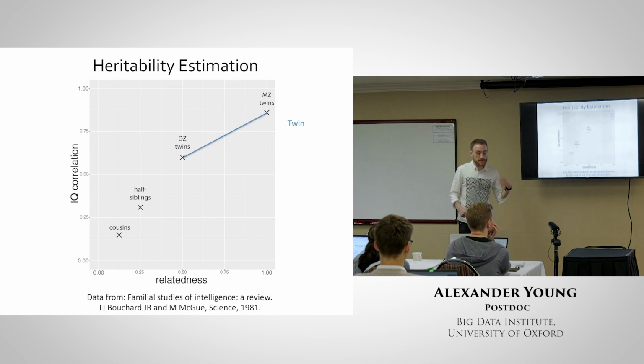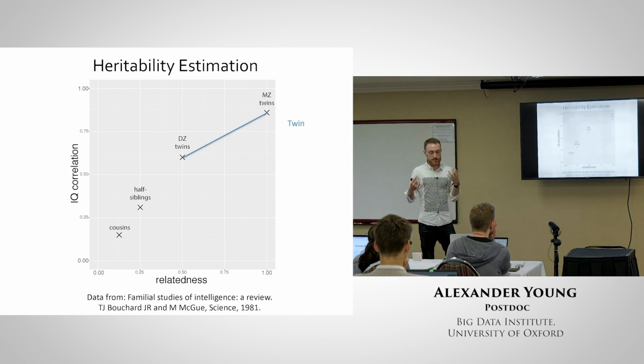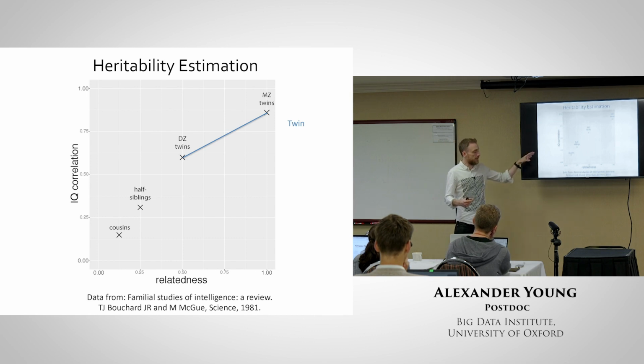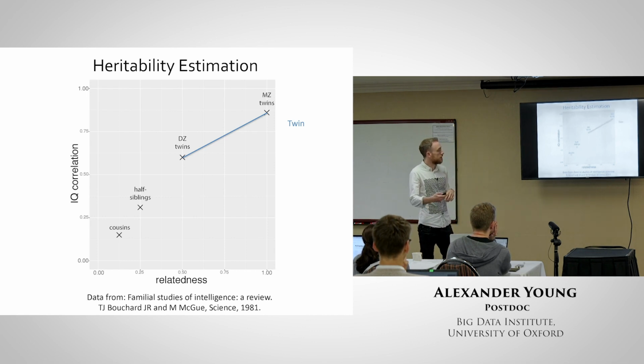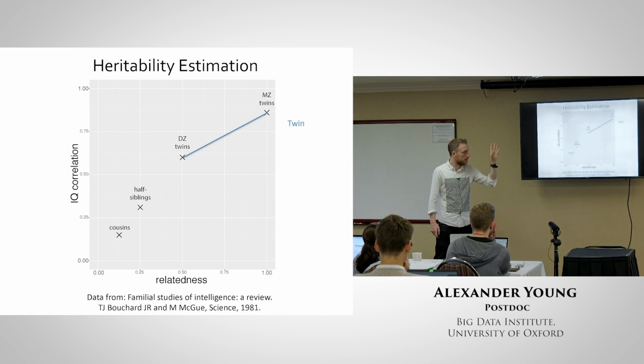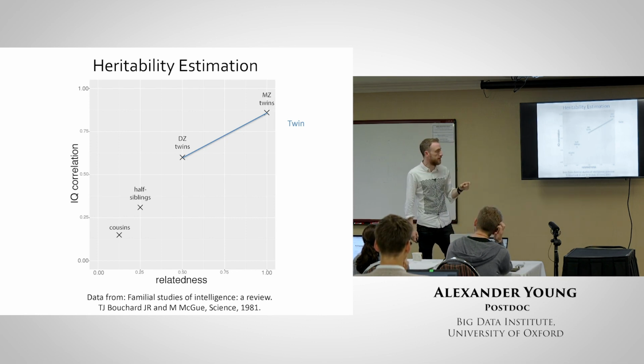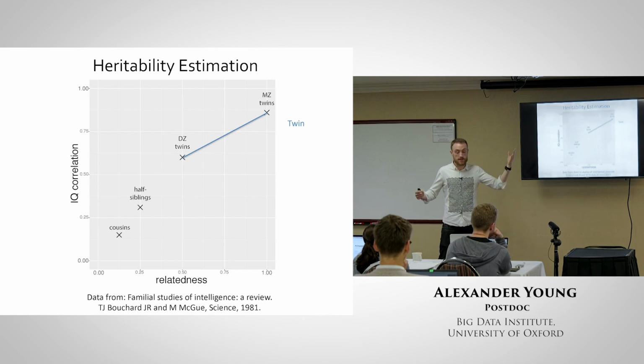Most different methods of estimating heritability can be thought of at a high level as fitting some sort of linear relationship to subsets of points in this space. So the twin estimate looks at the difference in correlation between MZ and DZ twins, and that is the gradient of this blue line here. But if MZ twins have more similar environments than DZ twins, then they'll be overestimating.